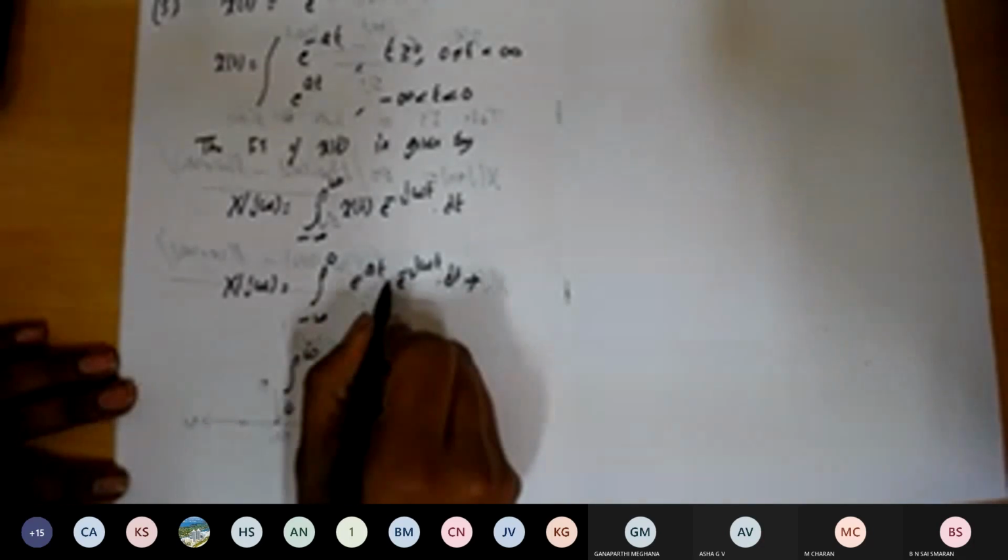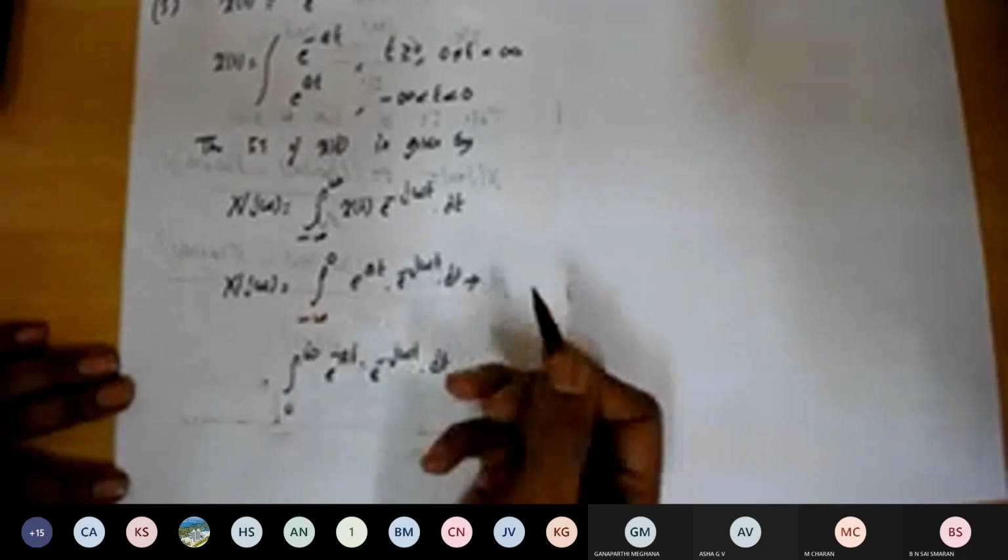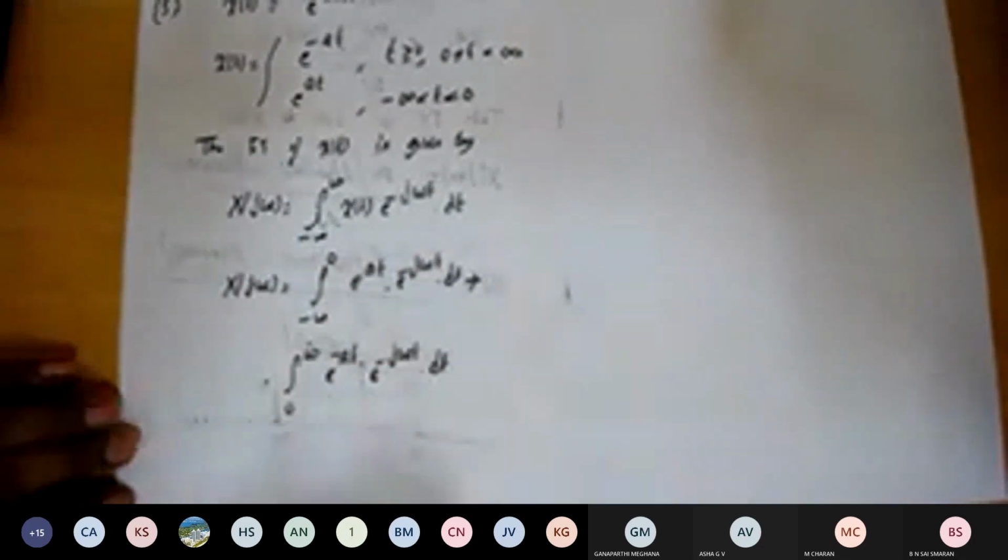Now here the lower limit is minus infinity, so we should take plus t as a common. When I apply the limits, this will become e to the power of minus infinity, so we can substitute it as 0.